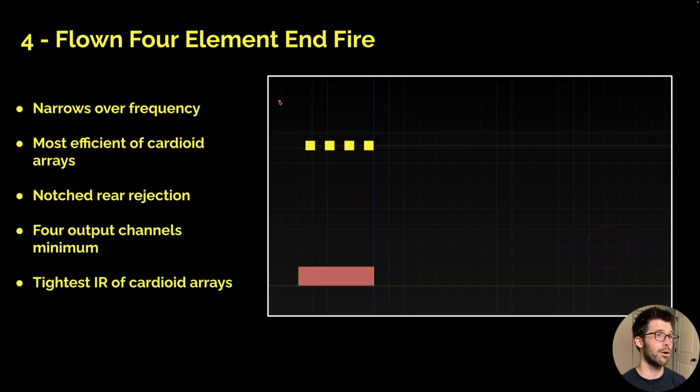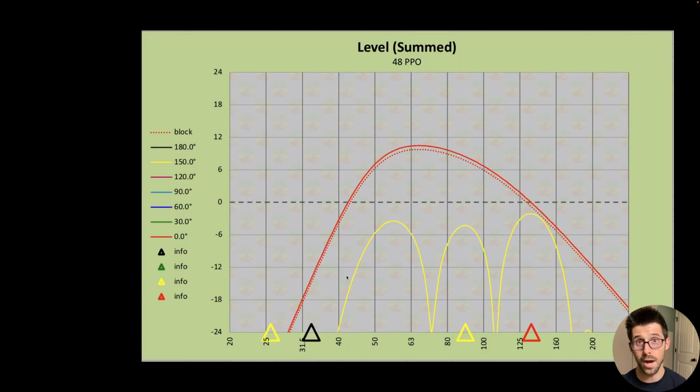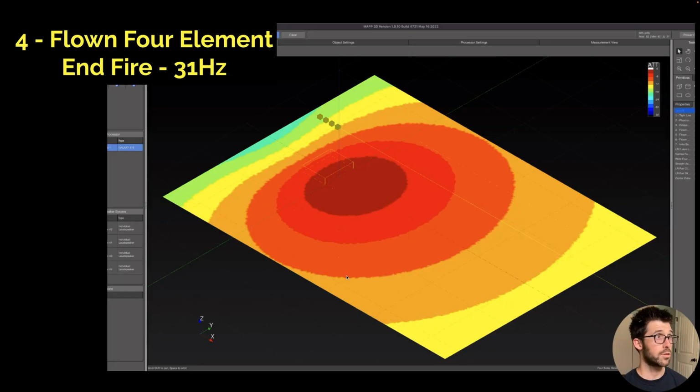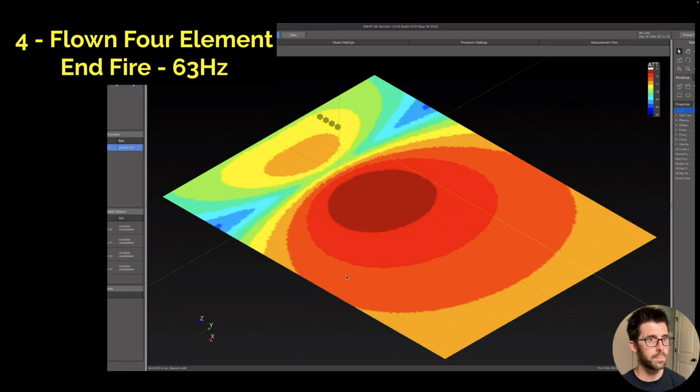And we have the most staggered arrival times here at the back, creating the cancellations that you're seeing, or the notches. So here's the flown four element Endfire at 31 hertz. It's a pretty wide pattern, which you start to see. The other ones we saw narrowing, and this starts wider than it is long. So I would say if I'm in a really wide audience, I would reach for this one.